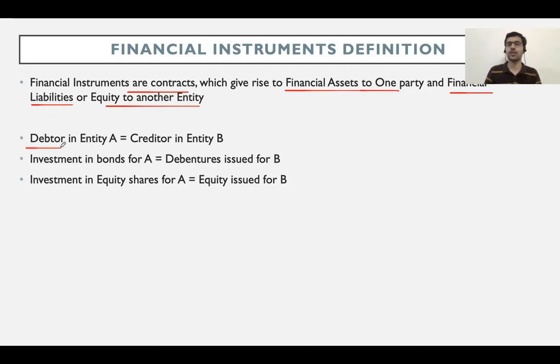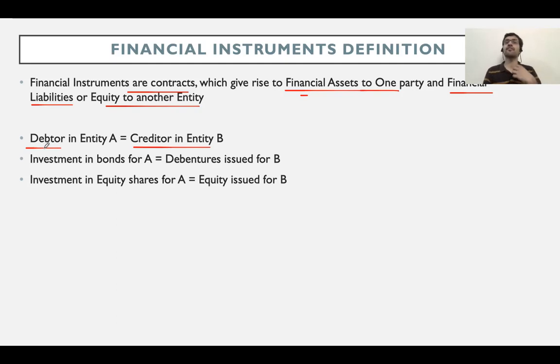Example, debtor. Let us say in my books of accounts I have a debtor. That is a financial asset. In your books of accounts, you will be showing a payable to me, which is a financial liability in your books. So the financial instrument gives rise to a financial asset for one party, in the form of a debtor for me, and a financial liability to you, in the form of a creditor.